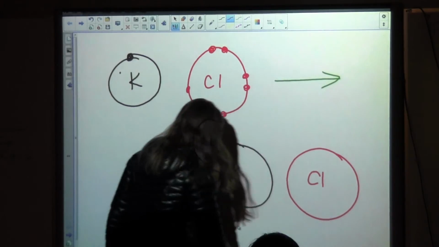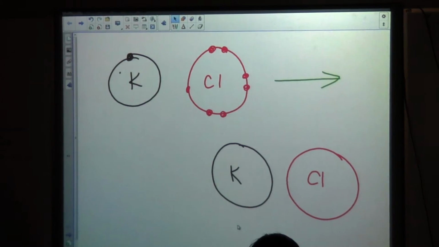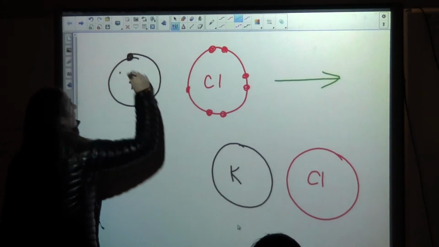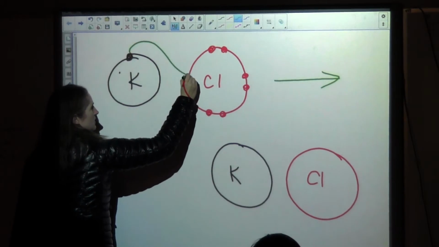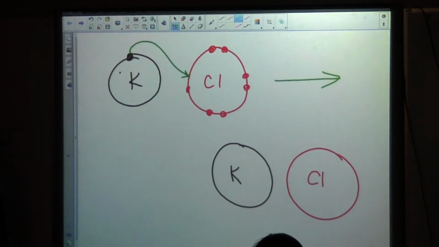Okay. What is potassium going to want to do? Get rid of it. What's chlorine going to want to do? Take it. So what I want you to do is draw an arrow from your potassium's valence electron to where it's going to go. Don't draw it on the chlorine. Just draw the arrow for it.